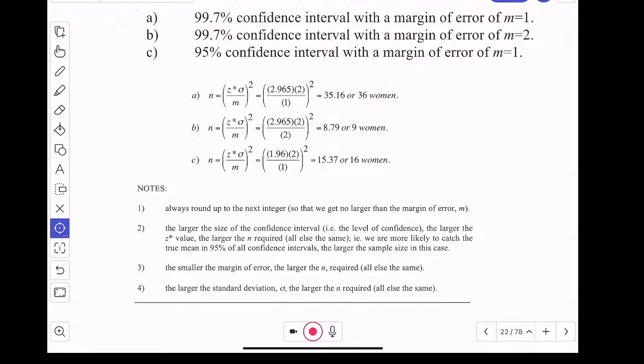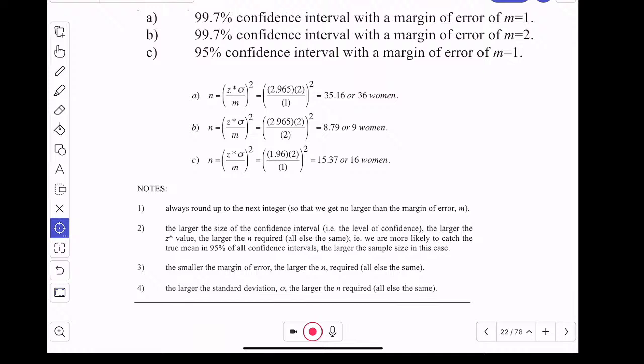And finally, what about going from the beginning, from the first one? What if I don't need to be so confident? What does that do? To reduce confidence from 99.7 to 95%, this reduces the z star, right? Because the z star is how many standard deviations you are away. So you're not going to be so far away, and you only need 16 women.